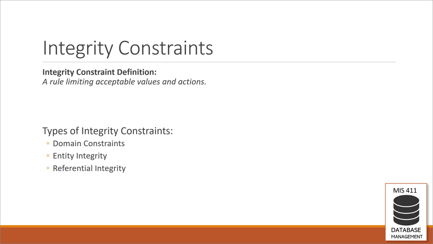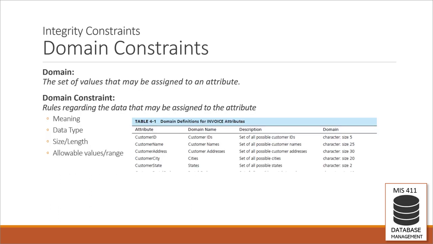There are three types of integrity constraints that we'll be exploring: domain constraints, entity integrity, and referential integrity. So this maybe is a little bit familiar. A domain is the set of values that may be assigned to an attribute, or as we're calling it now, a field or a column. And a domain constraint is a set of rules regarding the data that may be assigned to the attribute. So the domain is the set of values, and the domain constraints are rules that define what that set of values can be. And we've actually seen this before.